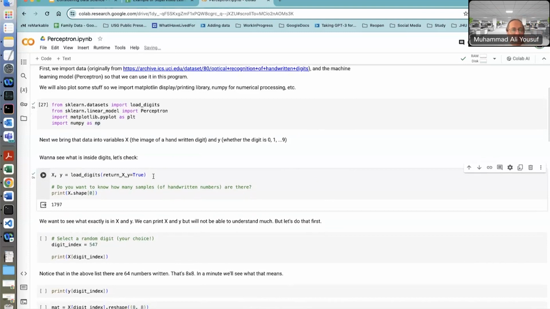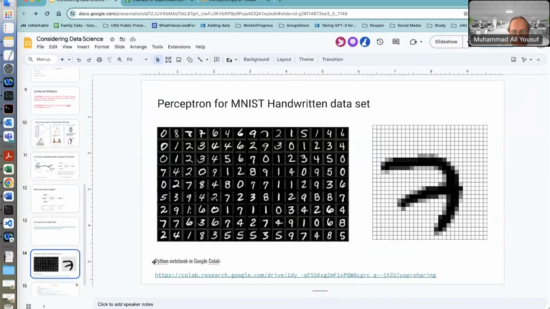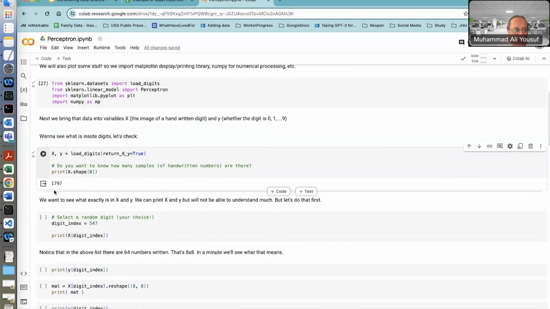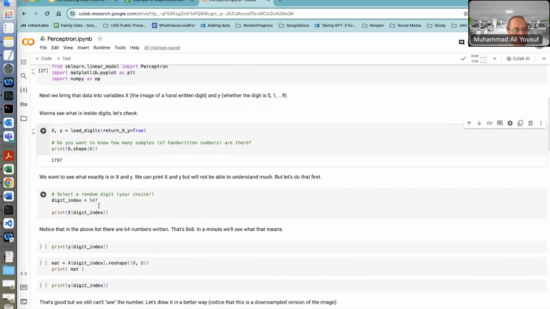The first question is, how many symbols are there? Which means if you count these, this one is a small sample. How many in total are there? And the system is telling you that I have just loaded 1,797 samples into my computer. Okay, that's good enough. Very good. That's a lot of data.